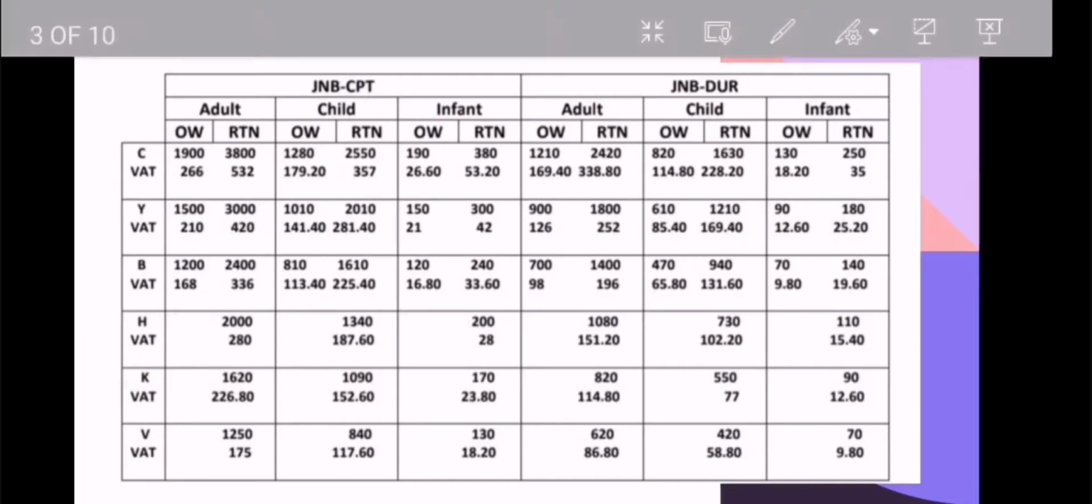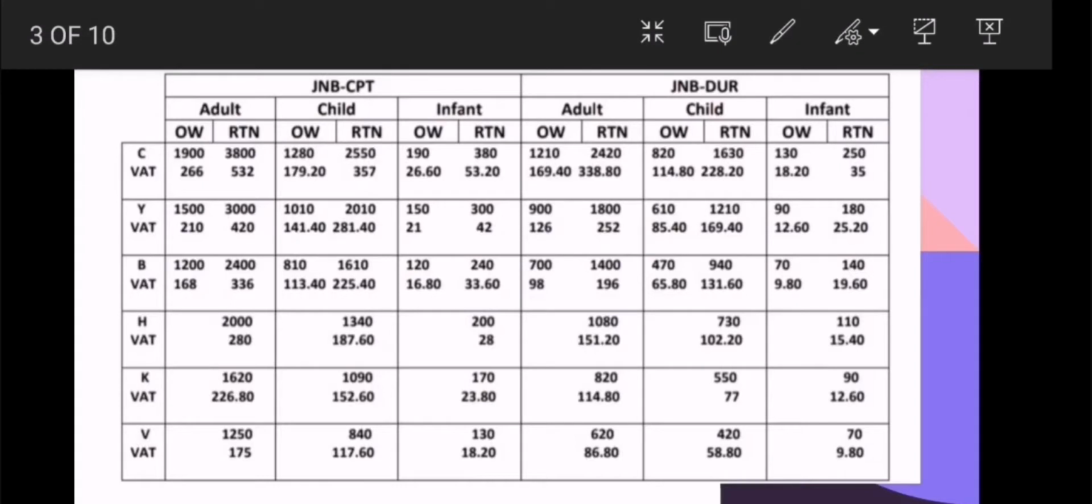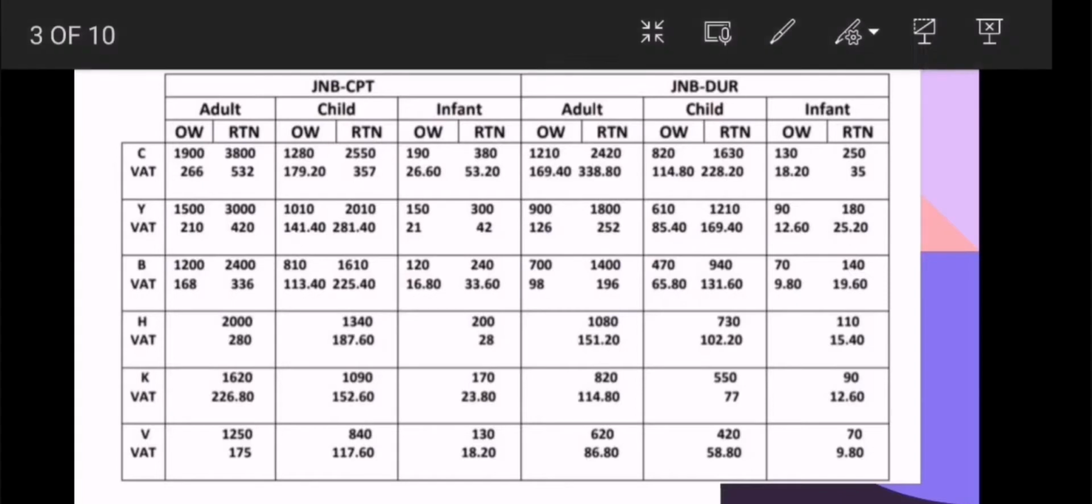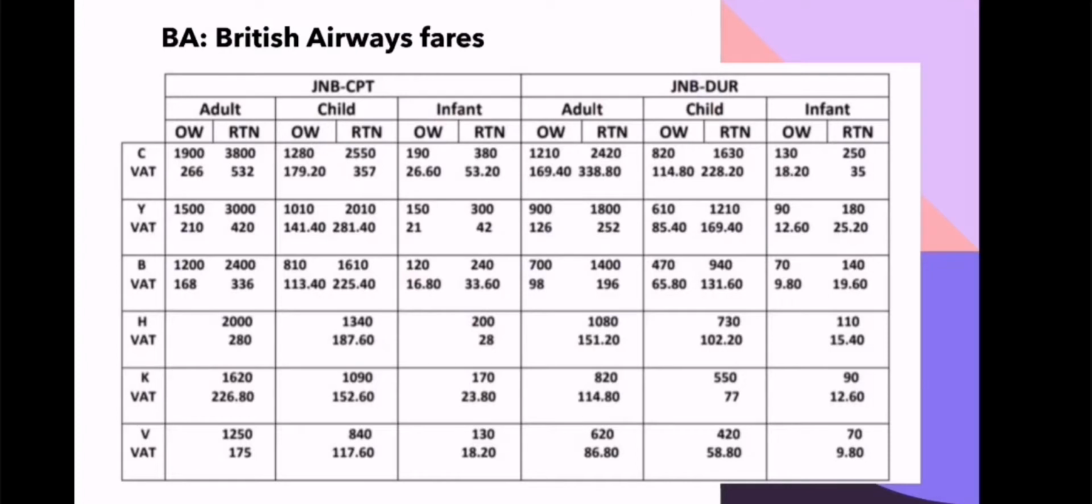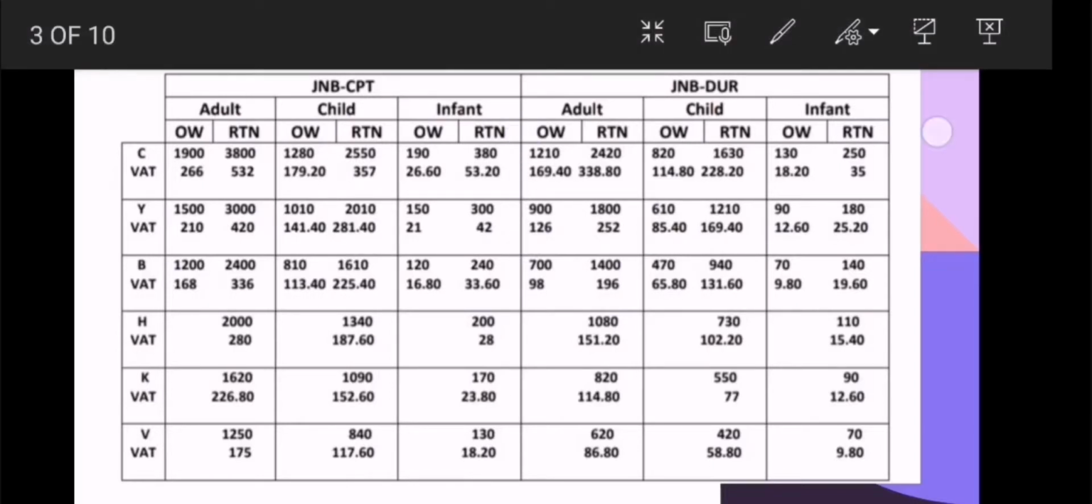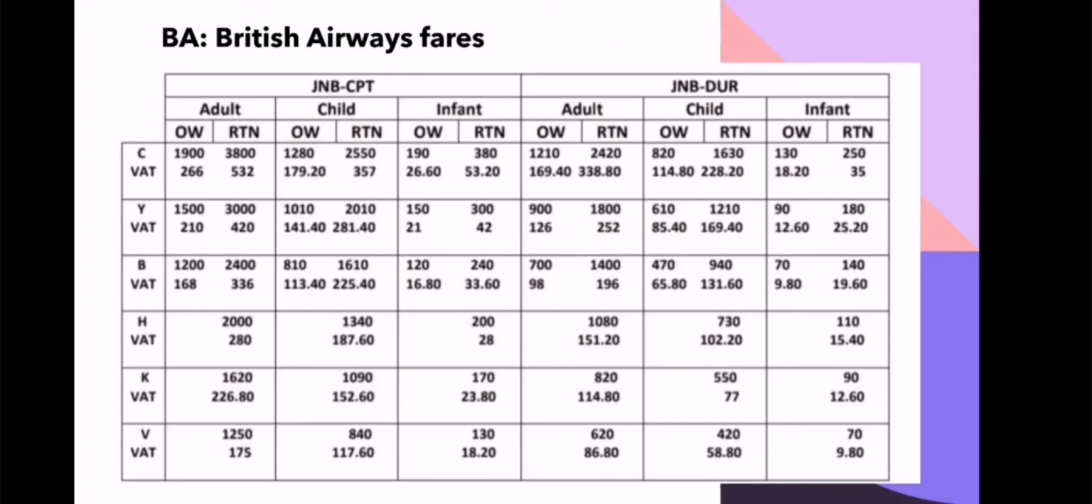The first row here indicates the route that these flights are going to be traveling on. So this first box here is Johannesburg to Cape Town, and then the first bigger box is Johannesburg to Durban. This line over here in the middle shows you a barricade between the information that is designated for Johannesburg to Cape Town and the information that is designated for Johannesburg to Durban.